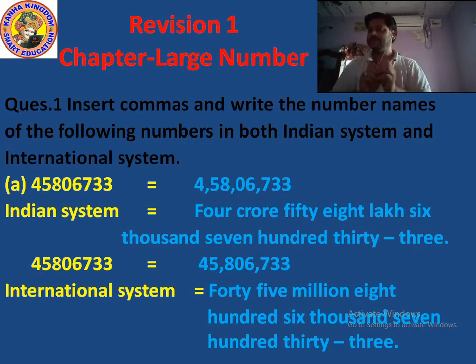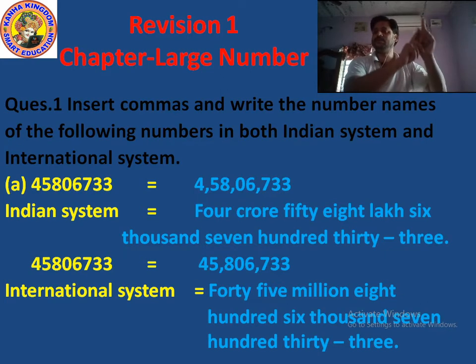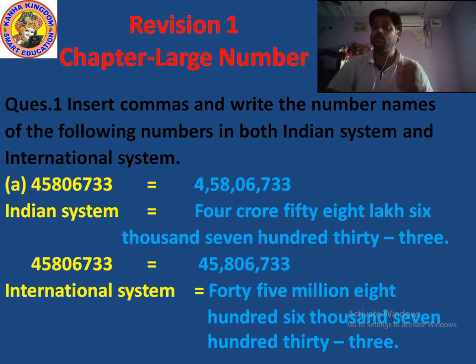Okay, so how do you put commas in a proper way? Now start with the left hand side, means in crore side only one digit. So which digit is in crores period? 4, and 4 is in crore place value. So write down 4, then comma, then 2 digits. Which 2 digits? 5 and then 8, then another comma, and then 0 and 6, then make another comma, and finally 733. Like this is the proper way of commas in the Indian system.